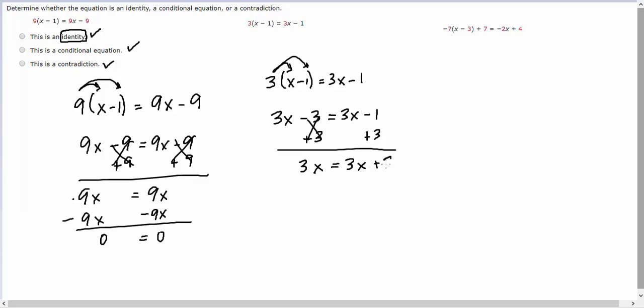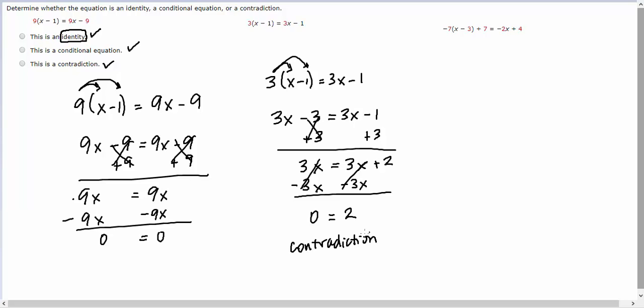And hopefully you see that this just can't be true, because if I subtract 3x from both sides, that cancels and that cancels. I'm left with a statement that says 0 equals 2. And that's not a true statement. All right, so this is what we call a contradiction.